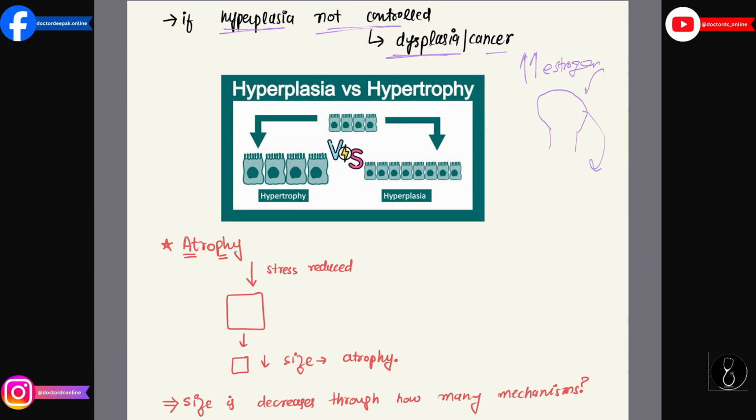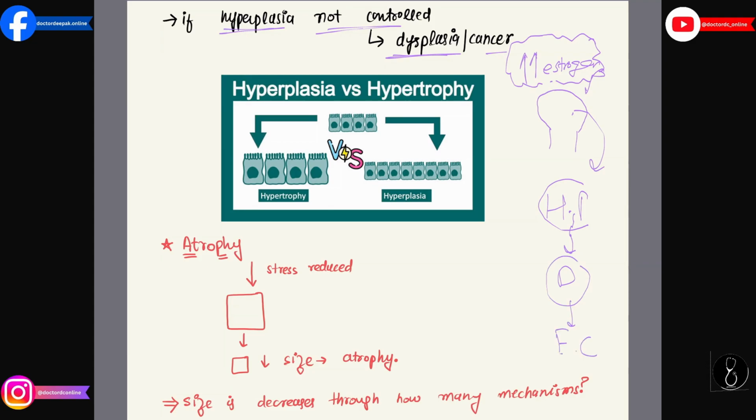Now the uterus will undergo hyperplasia. It is called endometrial hyperplasia. The question is, if that estrogen is not under control, if you are not going to decrease the estrogen level, it continuously stimulates the uterus, and that can lead to permanent hyperplasia. That permanent hyperplasia can go into a pre-cancerous state, which is called dysplasia, and from dysplasia it can become endometrial cancer.